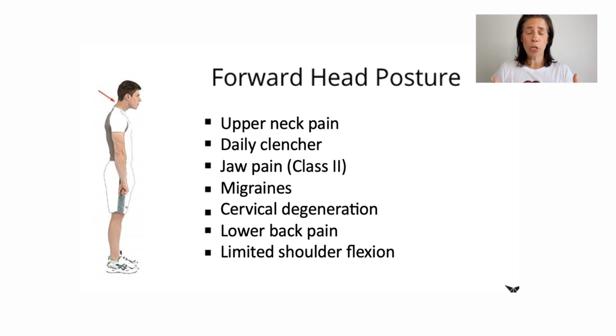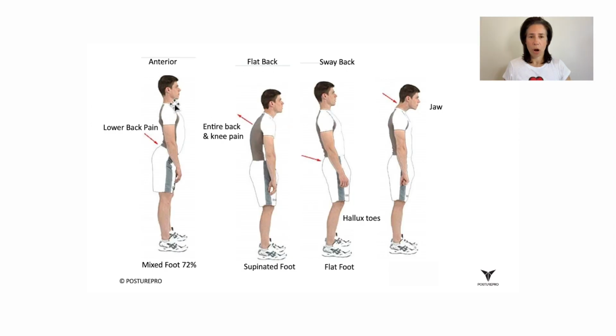The type of foot posture that affects this condition can either be a mixed foot, a pronated foot, or a supinated foot. All right, so as a recap, there are 4 posture types. The first one is the most common one. It represents 72% and it is called the anterior scapular plane. This type of posture is usually linked to a mixed foot. The pain is usually felt at the level of the lower back, but there can be many other symptoms associated to this type of posture.